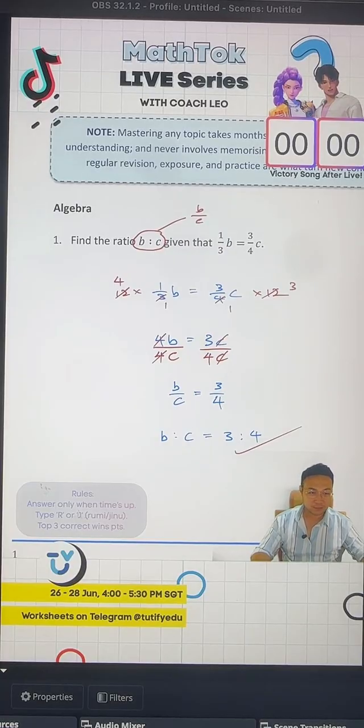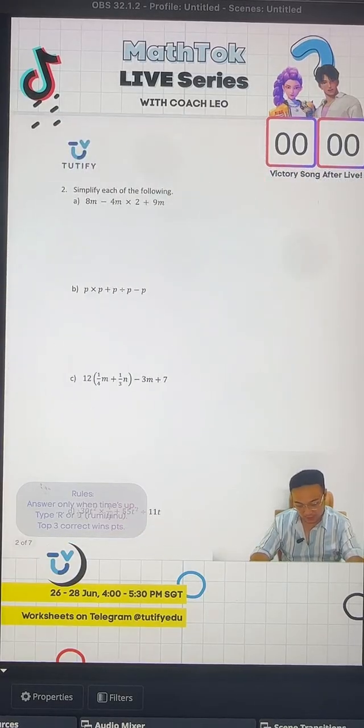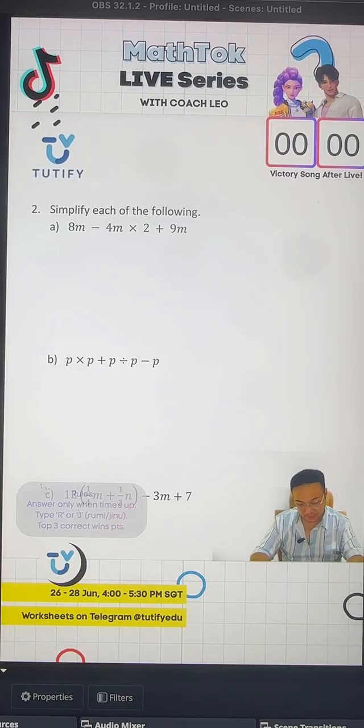Alright? So this is how we manipulate the algebraic variables and relate a fraction to a ratio. The fraction will directly translate into a ratio. Okay, so let's take a look at question number 2. Simplify each of the following.